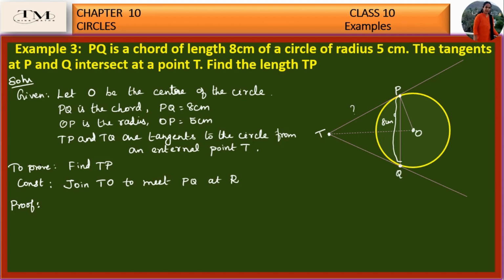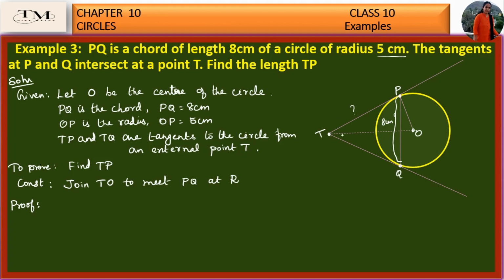So from the center to a point on a circle makes the radius. So radius is given as 5 cm. So OP will be 5 cm. This is given: TP and TQ are tangents to the circle from an external point T. So we have to find TP.